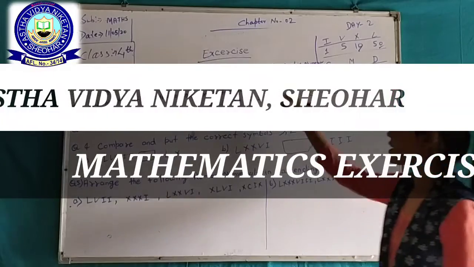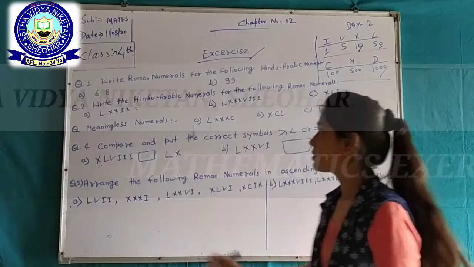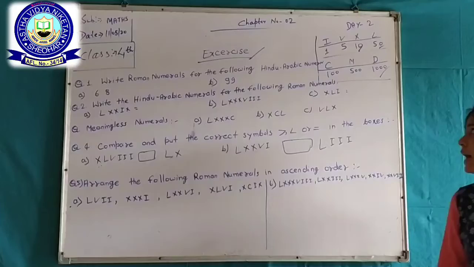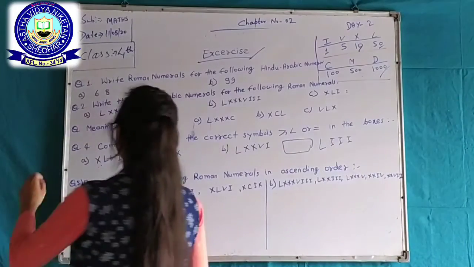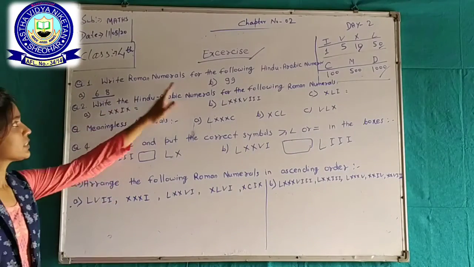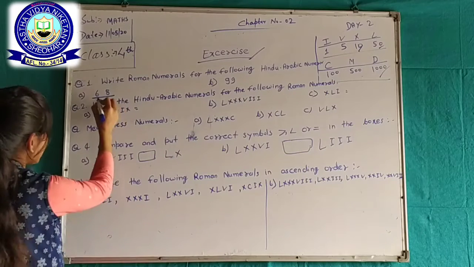Let's begin our exercise. Our first question is: write Roman numerals for the following Hindu Arabic numerals. Here is a number, 68. How do we write it in Roman numerals? First of all, here is 68.